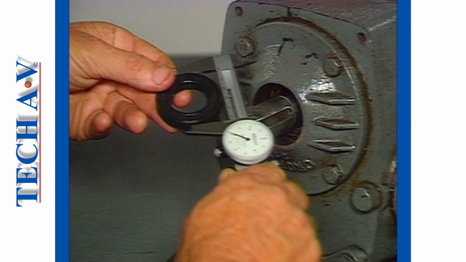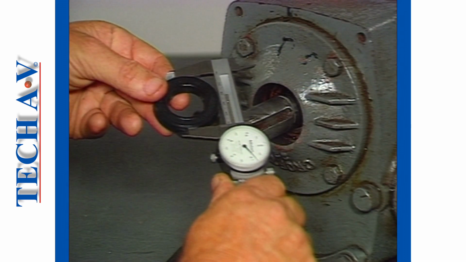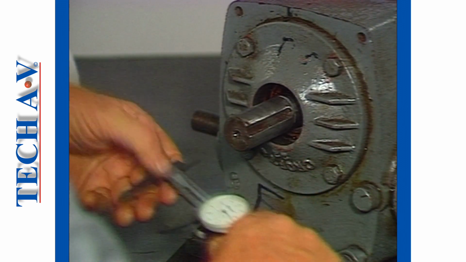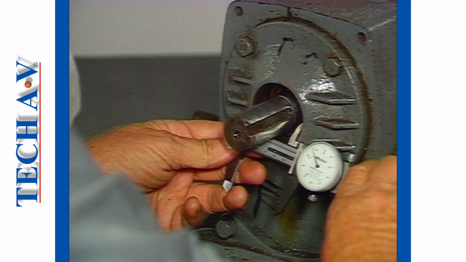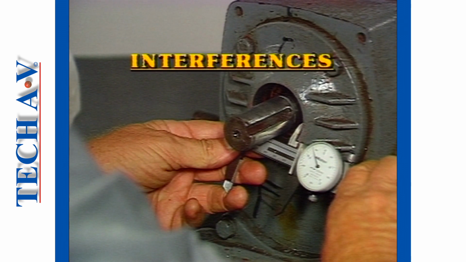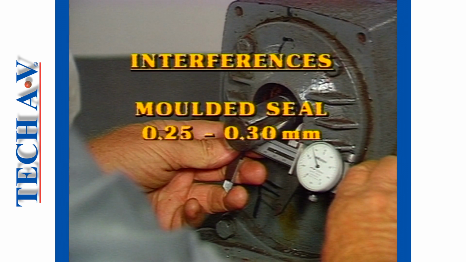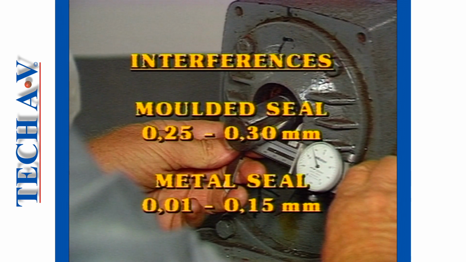All oil seals are made to have an interference fit within the housing. This means that the seal's physical outside diameter, when measured, will be slightly larger than the housing bore diameter. This interference figure, or difference, is normally in the region of 0.25 to 0.3 millimeters for molded seals and 0.1 to 0.15 millimeters for metal-cased or assembled seals.